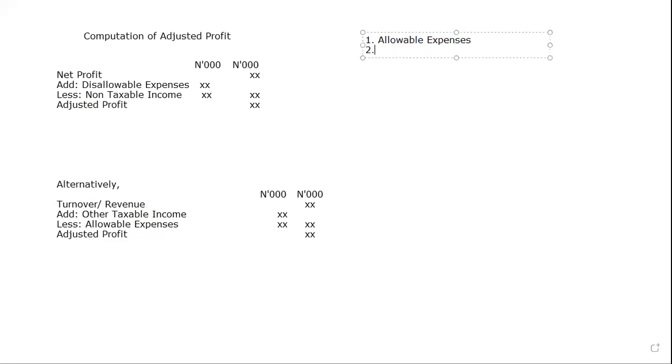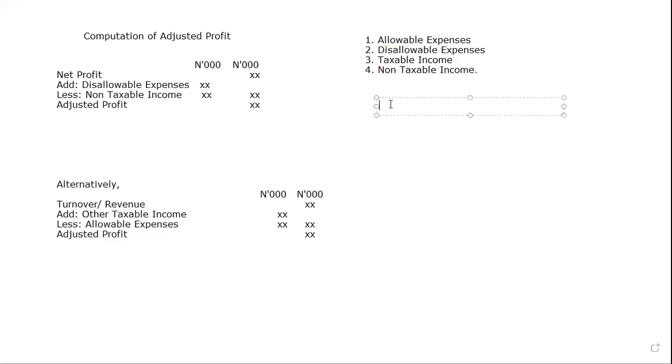The second one I've used is what? Disallowable expenses. The third one I've used is what? Taxable income. And the fourth one I've used is what? Non-taxable income. Am I alone? We are with you, sir.